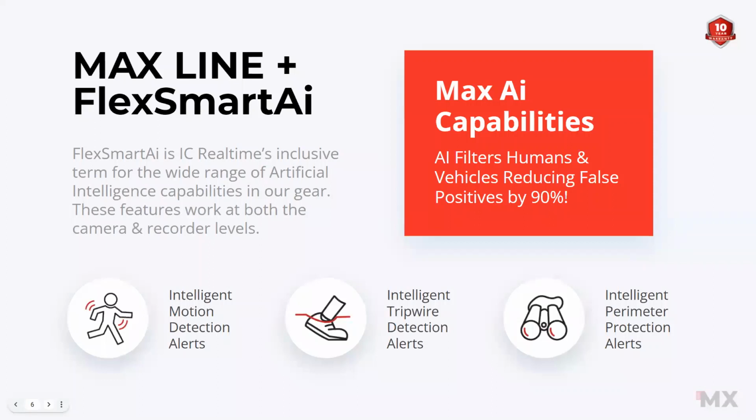So what are some of our FlexSmart AI features that are going to come in our Max lines? You're going to have intelligent motion detection, intelligent tripwire, and intelligent perimeter protection. Now, you're going to find this both in the Max and the Flex line. You'll have the same great feature sets. You'll only have that with, again, your fixed lens cameras, wedge dome cameras, and your shelf mountable recorders.